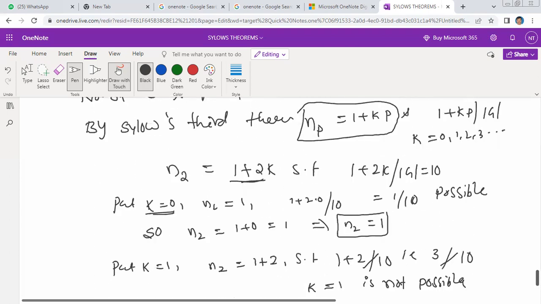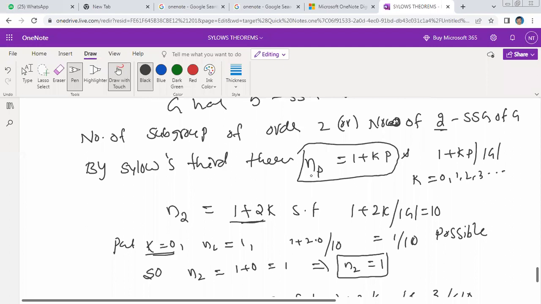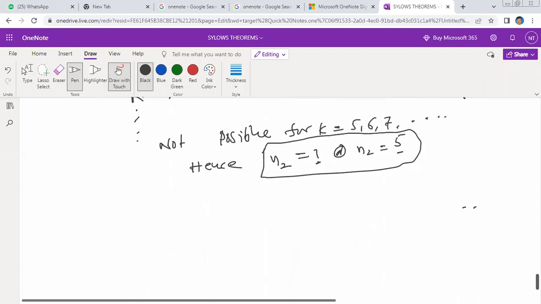See, here you have the same scenario. For finding the number of normal subgroups we can use the formula NP is equal to 1 plus KP such that 1 plus KP divides the order. The number of subgroups here is either 1 or 5. Next go for 3 Sylow subgroups. For 3 SSG, 5. For that, how do we calculate the number of subgroups?